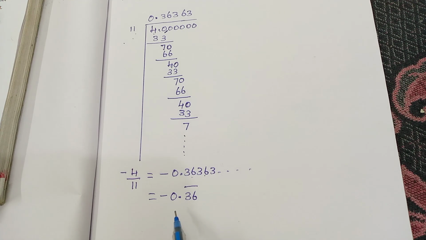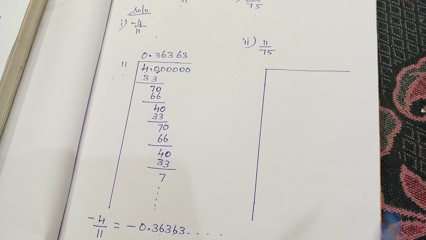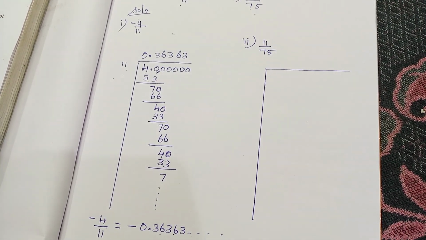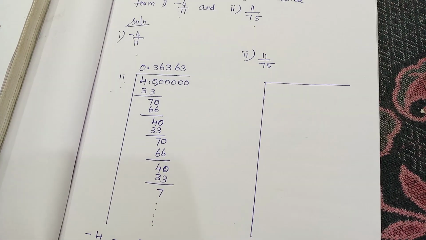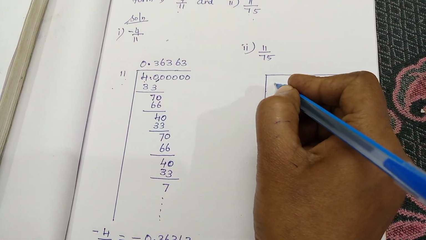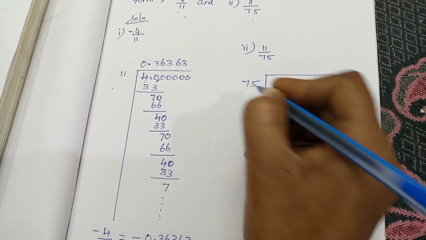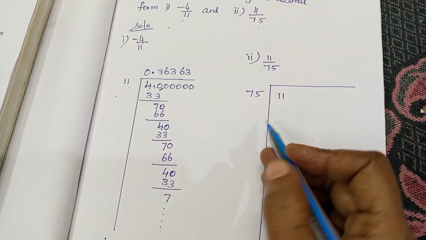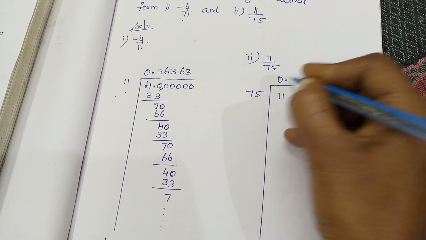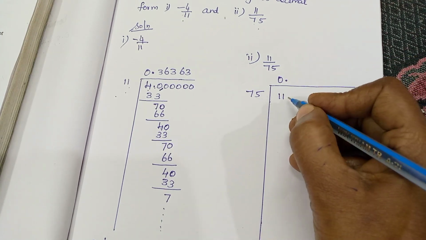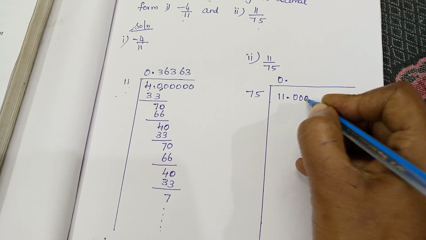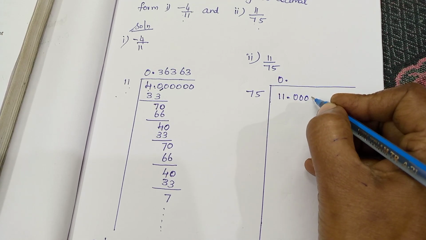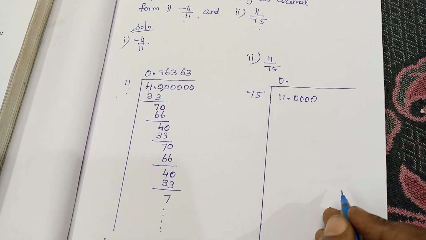Similarly, we are going to do the second subdivision. The second subdivision is 11 by 75. Here 11 needs to be divided by 75. 75 is the greater number, so we cannot divide 11 by 75. So we have to use the decimal point. After that we can use the zeros. The number of zeros we can take as we wish.